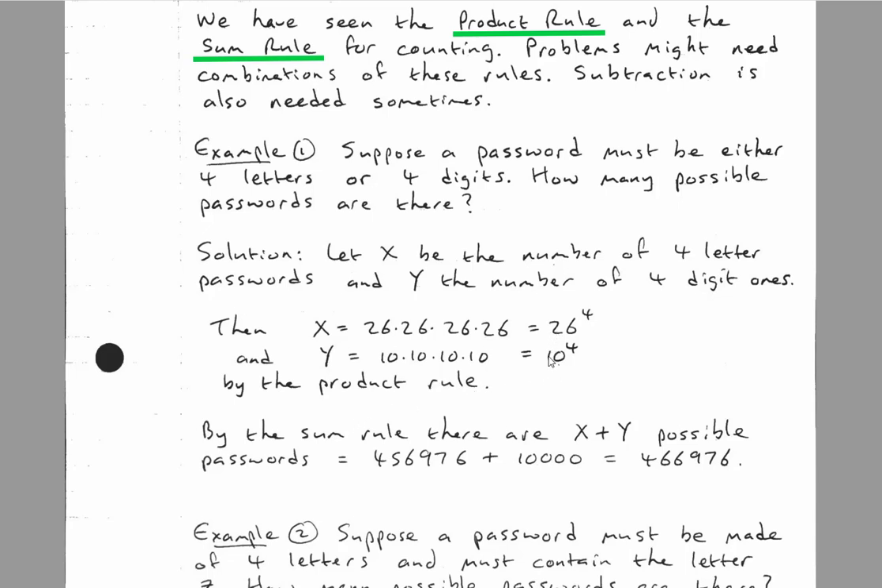And these are all the password options. So if you're a password, then you're either one of these x words or one of these y numbers. So we need the sum rule here. We're not multiplying these. We have to add them to get all the possibilities. So it's this number plus this number. So what's that? 466,976.